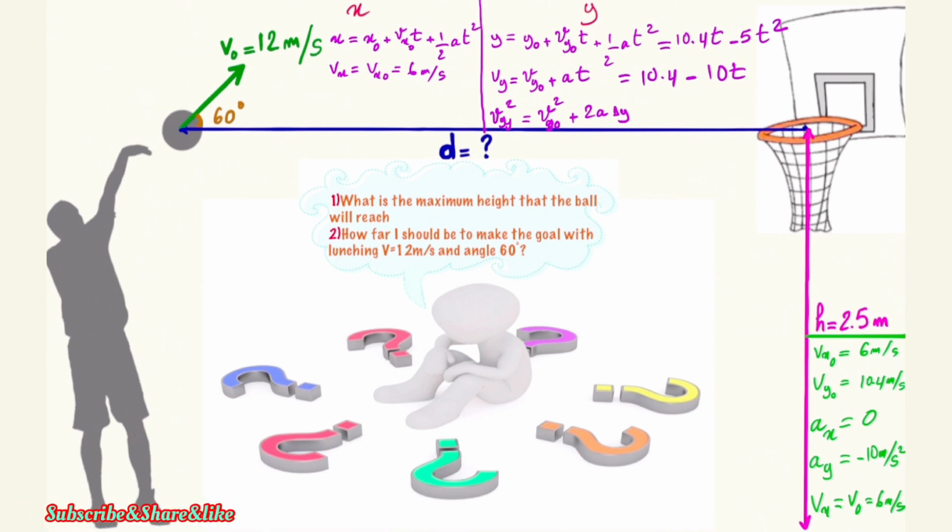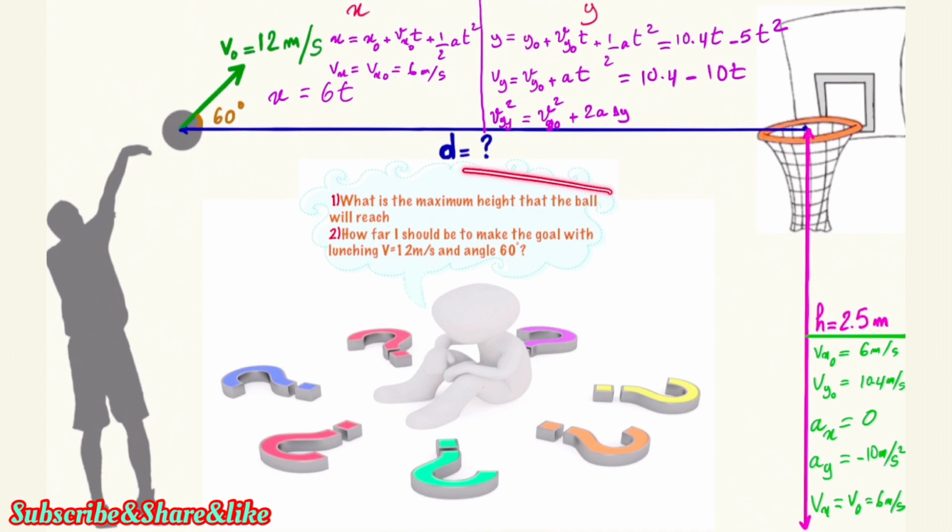And for X, let's write it somewhere here. X is equal to, this here is just 0, and this is just 6, and this is just 0, so we will end with 6t. Simple. This is what we're going to get, and we have the Vx there. So now to solve the first problem, let's use this formula here. It's the easiest way.